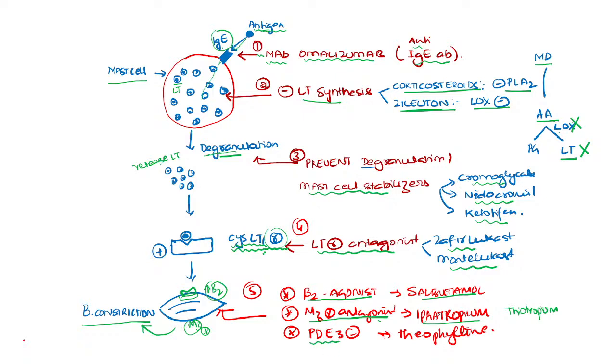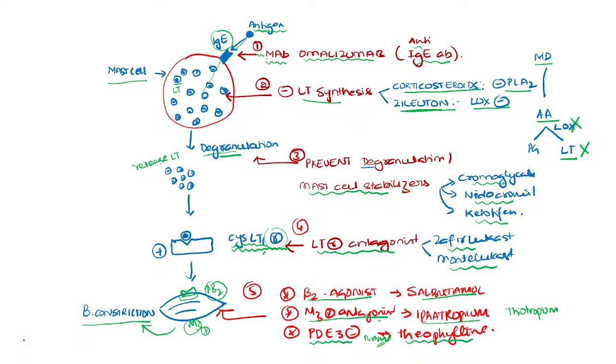Then we have phosphodiesterase activity. By inhibiting phosphodiesterase activity with theophylline, basically you are going to increase the relaxation by increasing the cyclic AMP levels. So these are the 5 target sites which are available for the treatment of bronchial asthma.